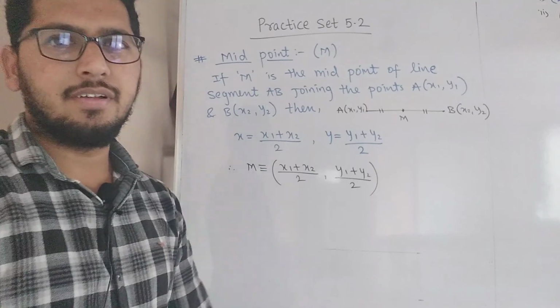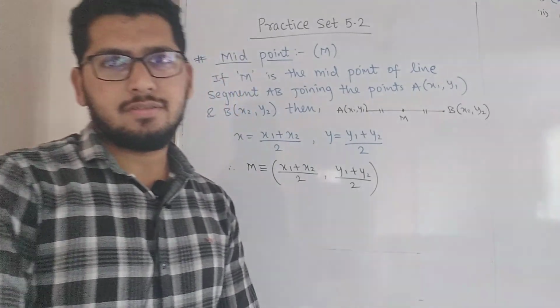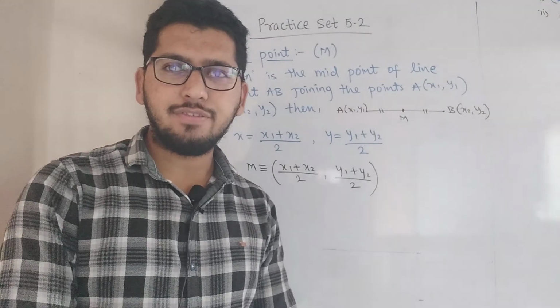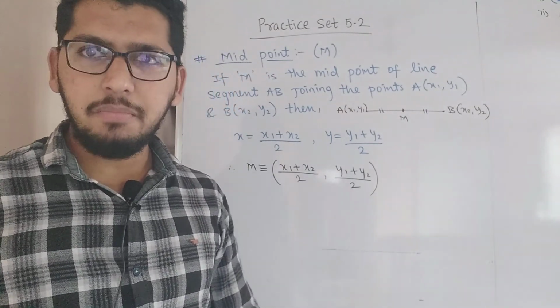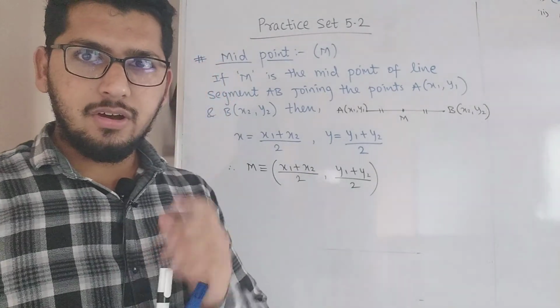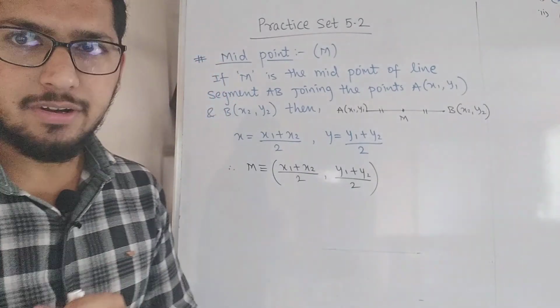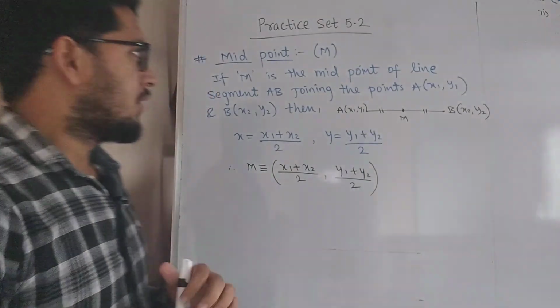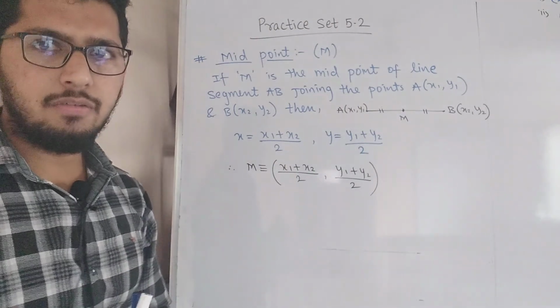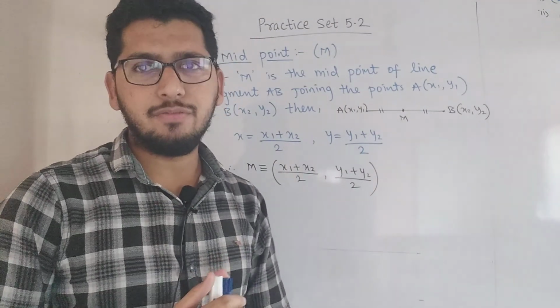Morning students, now this is the second question from practice set 5.2. In the last lecture we have seen the section formula and we have seen two examples related to the section formula. Now today we will see the midpoint of the coordinates. Here the midpoint is denoted by capital M. Now we will see how to calculate the midpoint of the segment.